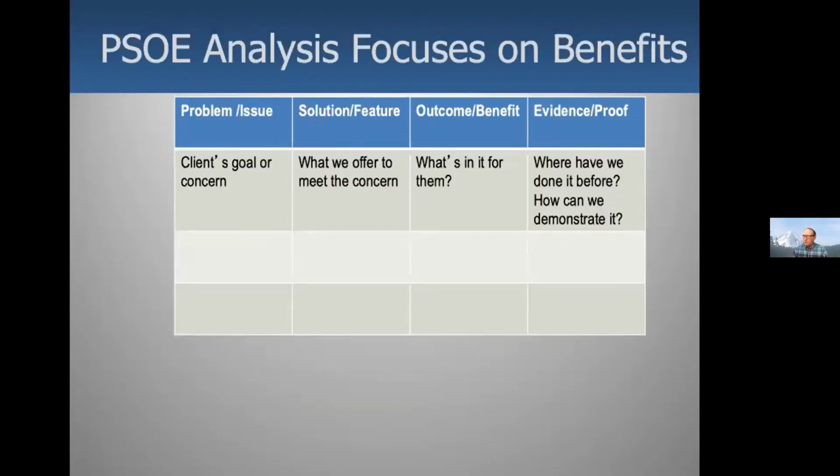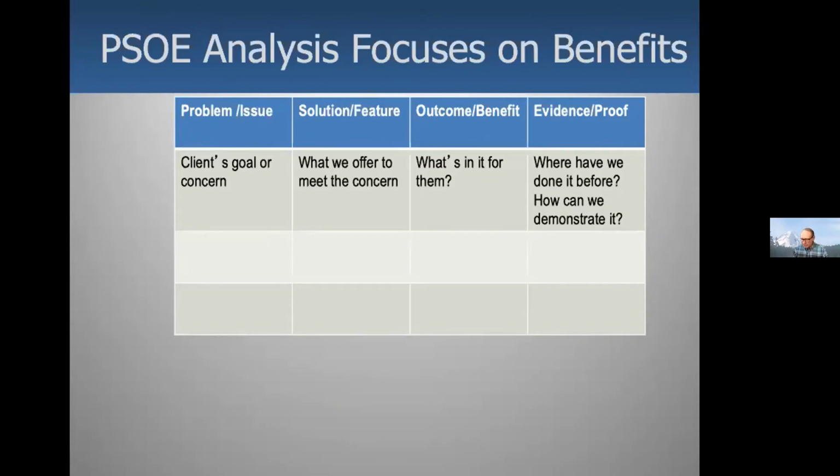So PSOE is very simply a four-column matrix, where column one is where we put the problem, the issue, the concern that the client has. In column two, we put our solutions or our features. This is what we bring to the client. The third column is the outcome or the benefit. Remember, this is what the client really wants. And the evidence or proof: this is where we've done it before. How can we demonstrate it?